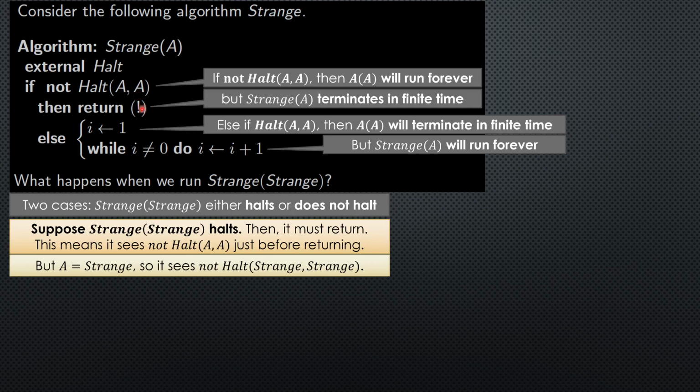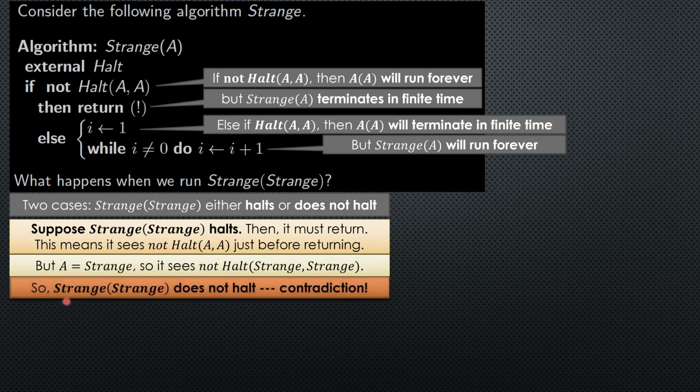Well, what does that mean? If not halt strange of strange, then that's telling us that if you run strange on itself, strange of strange will not halt. So we supposed strange of strange halts, and we ended up proving strange of strange does not halt. That's a direct contradiction. So our assumption must be wrong. Okay, so strange of strange can't really halt then. This case leads to a contradiction.